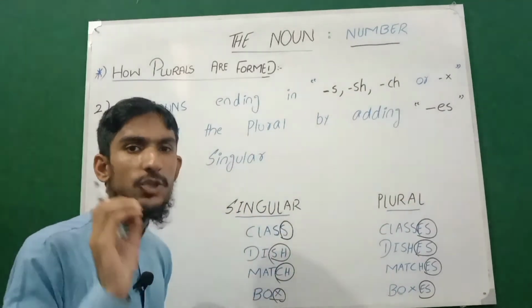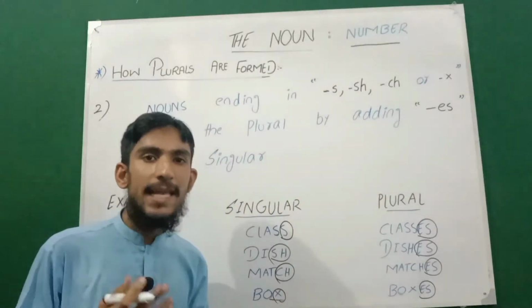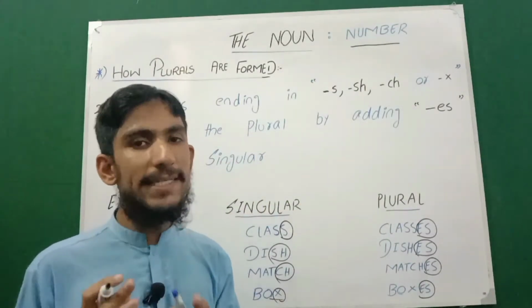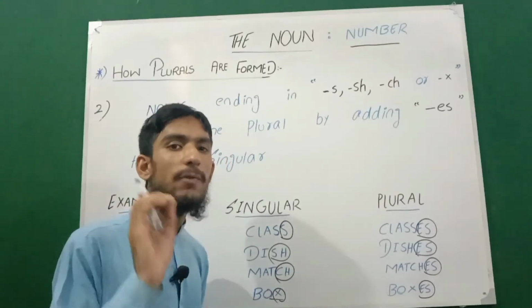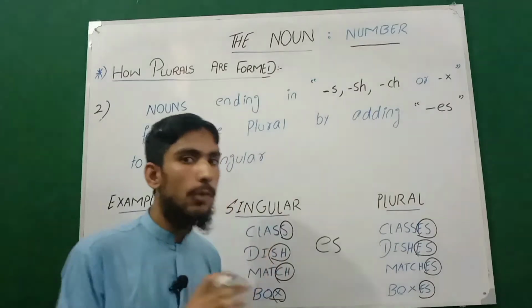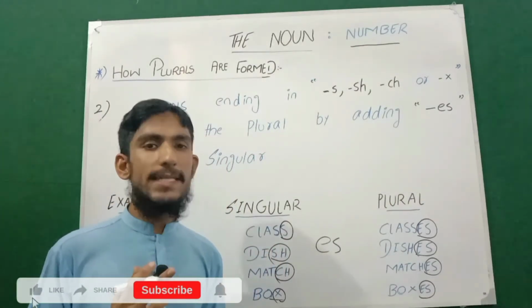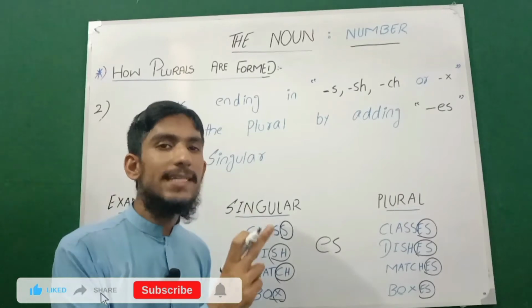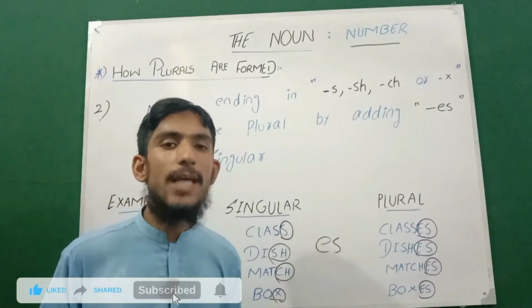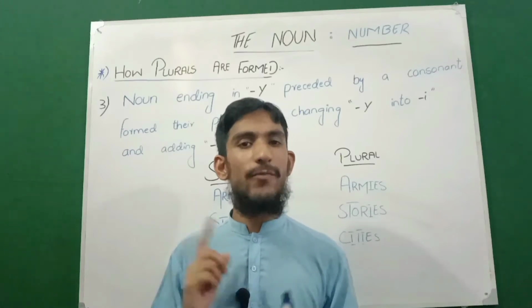In short, I can say that nouns that end in s, sh, ch or x, we just add es, and as a result their plural is formed. So we have discussed the first method and then the second method. Now we are discussing the third technique of how plurals are formed from the singular.